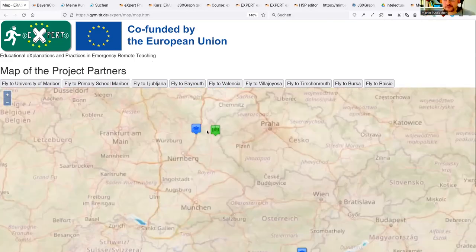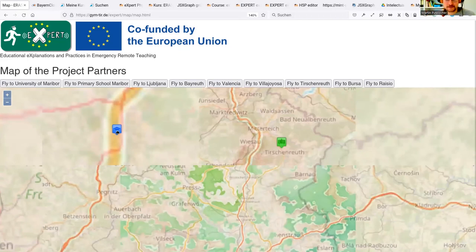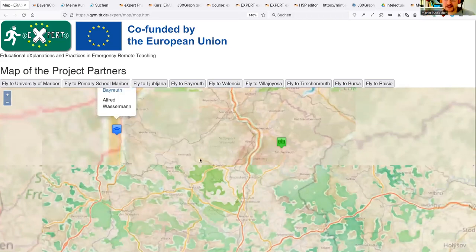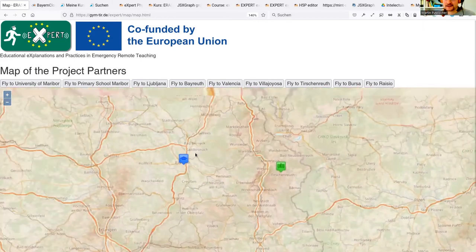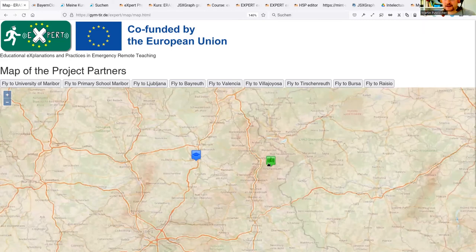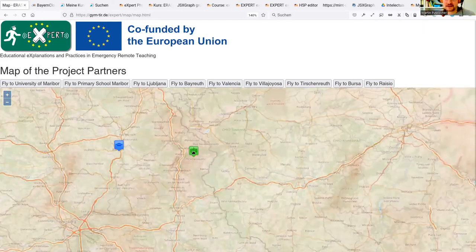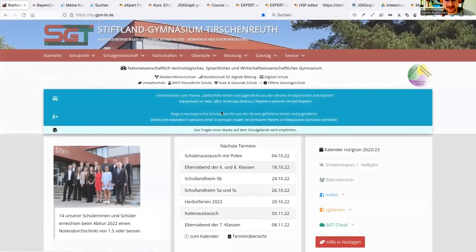We are in the northern part of Bavaria, not far away from Bayreuth. And we are working together in this expert project with Alfred and Carsten, and the whole chair of the Didactics of Mathematics. And we are a school and we are trying to make all this happen and try out all the contents that we are creating. So I'm at the Stiftland Gymnasium Tirschenreuth.